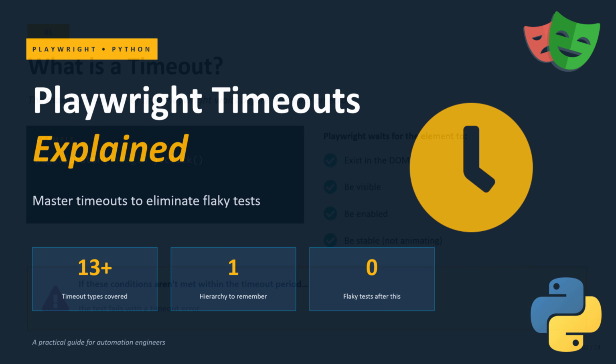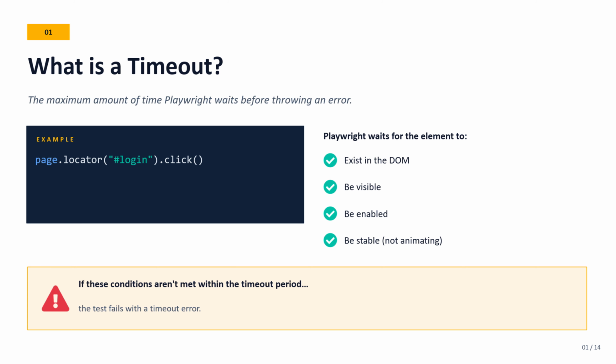So let's begin. First, let's understand what a timeout is. A timeout is basically the maximum amount of time Playwright waits before throwing an error. So Playwright waits for the element to exist in the DOM, be visible, be enabled, be stable. If these conditions aren't met within the timeout period, for example a timeout period of 1 minute, then the test fails with a timeout error.